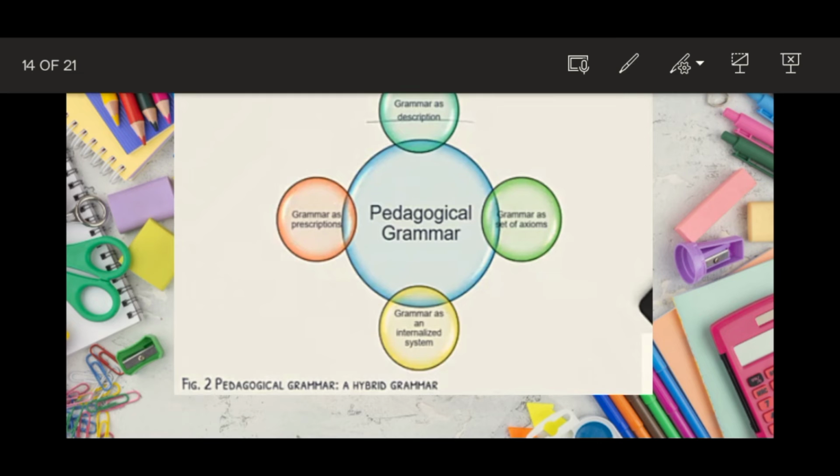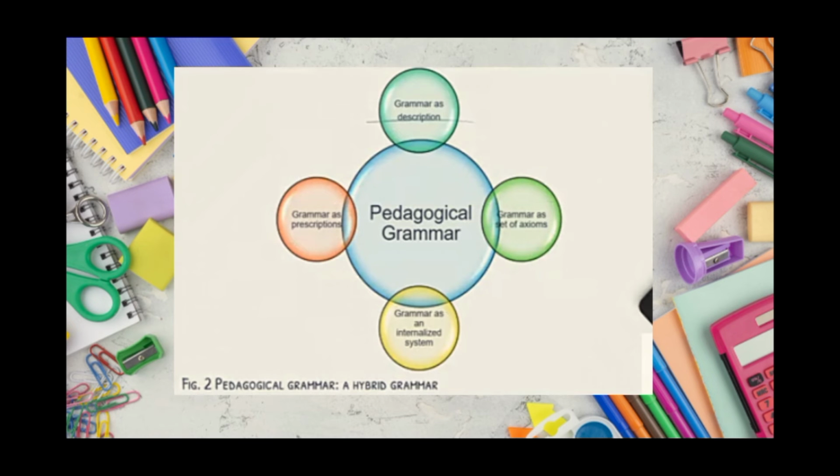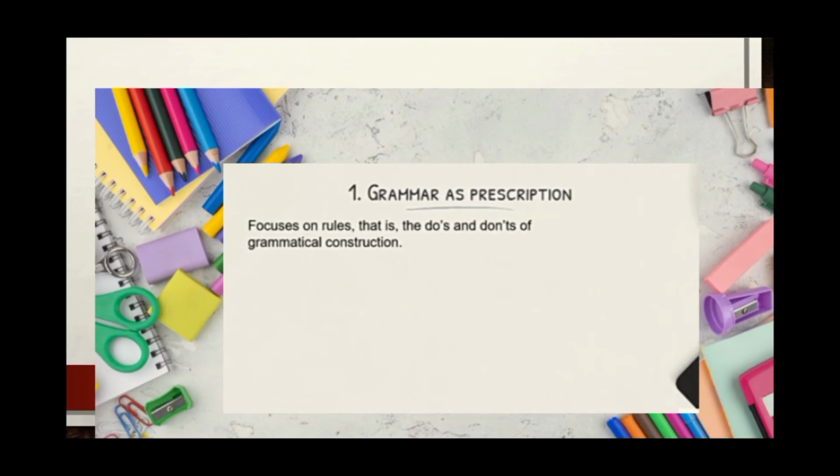This is the continuation of our report about pedagogical grammar. So, there are 4 types of pedagogical grammar. The first one is grammar as prescription. Second, grammar as description. Third, grammar as an internalized system. Last but not the least is grammar as a set of actions. Grammar as prescription focuses on rules, that is, the do's and don'ts of grammatical construction.